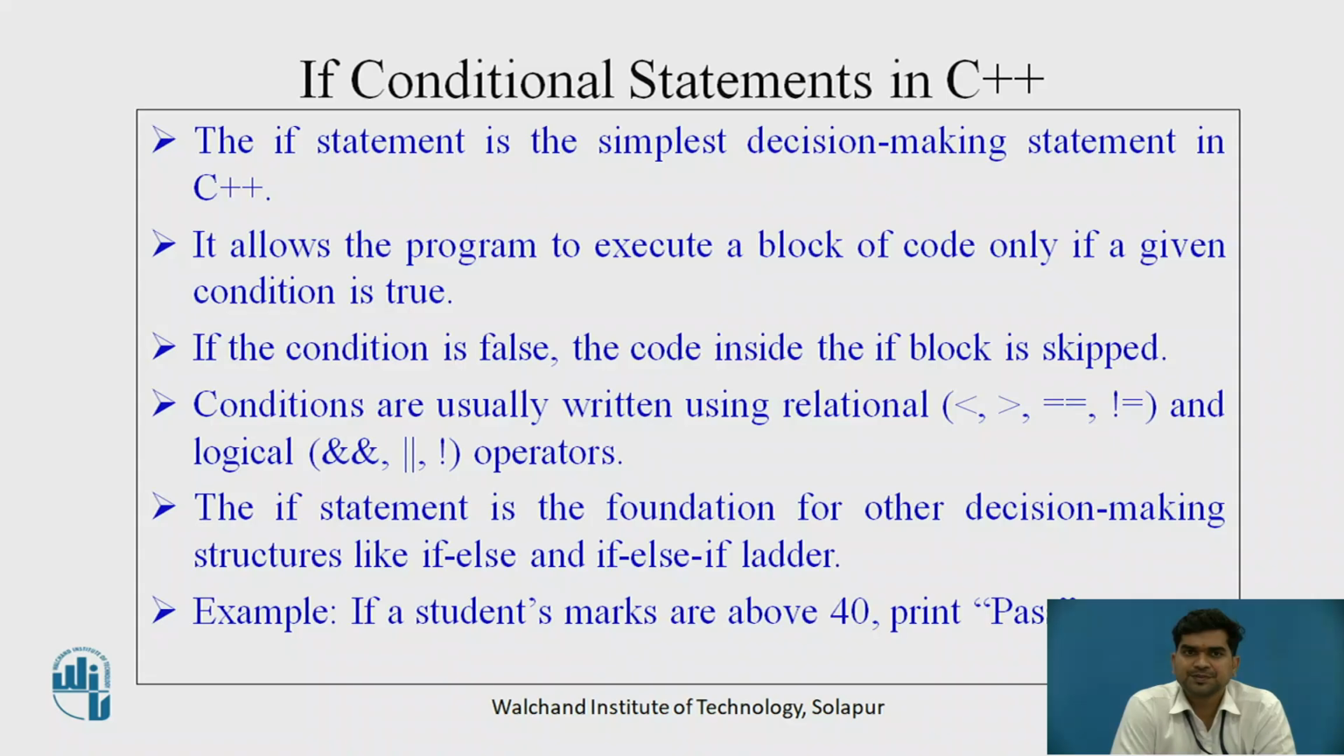Then we will look at the first statement, that is the if conditional statement. The if statement is the simplest decision making statement in C++. It allows the program to execute a block of code only if a given condition is true. If I provide a certain condition and that condition is satisfied, then only will it execute the block of code. Otherwise, if the condition is false, the code inside the if block is skipped.